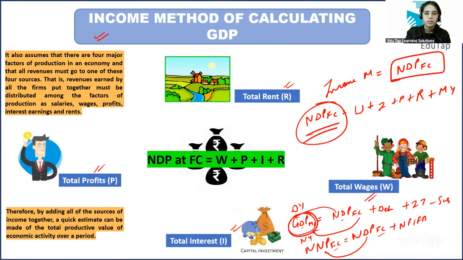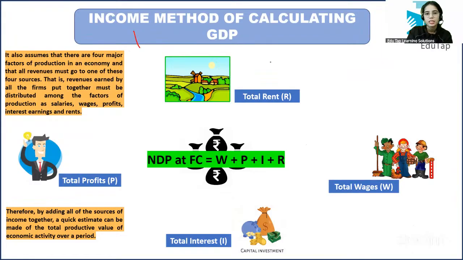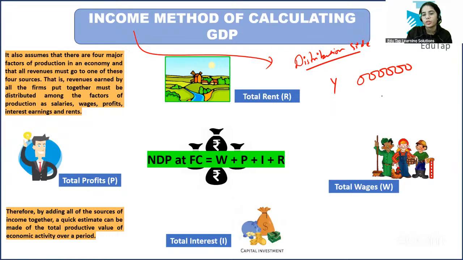See, the income method sees the economy from the distribution side, because the income is getting distributed between the labor, land, capital, and entrepreneur, and the self-employed that are getting the mixed income. So basically, the income is getting distributed between the factors of production. So that is the idea.